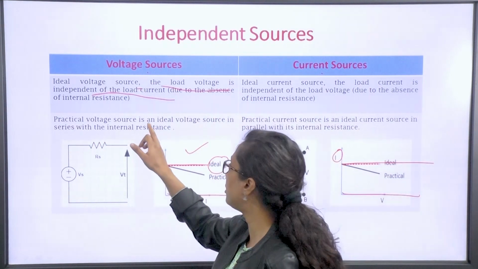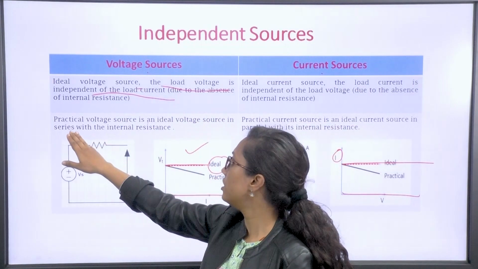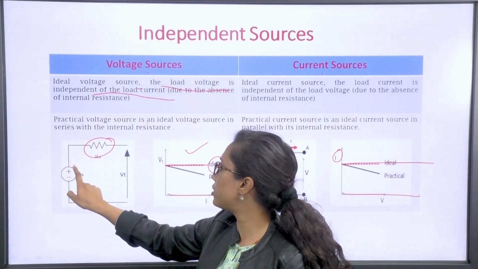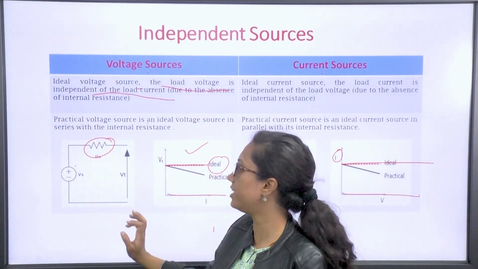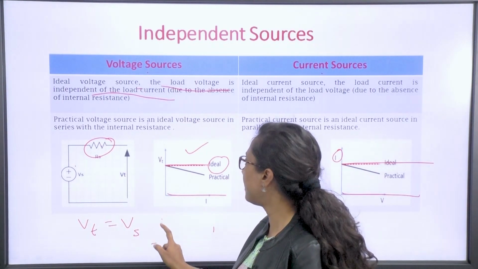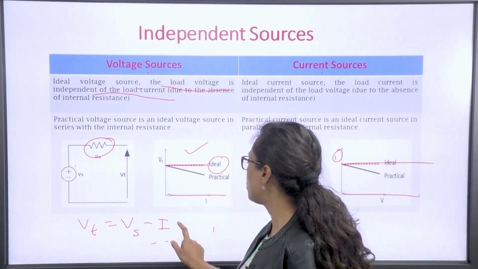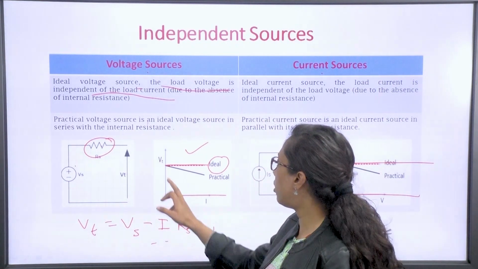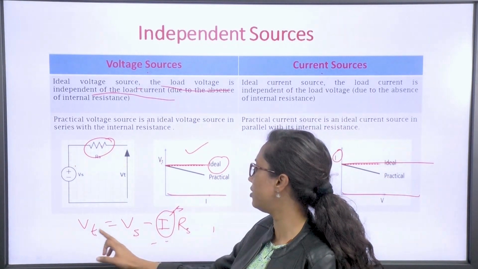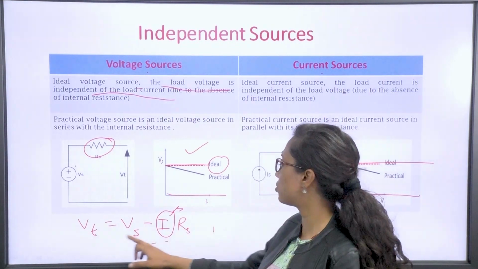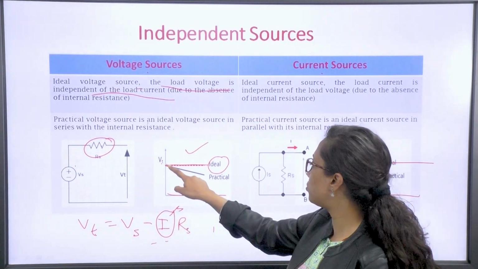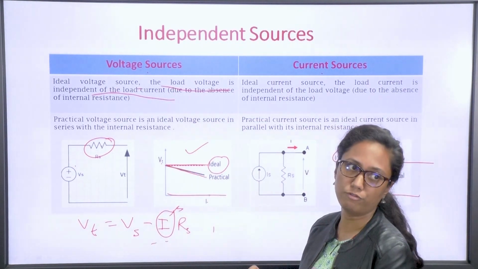Now the practical voltage source is the ideal voltage source with a series resistance, or internal resistance, connected in series with it. We can say that Vt is equal to Vs minus I times Rs. If we plot Vt versus I, as I increases, V decreases. When I is 0, Vt is equal to Vs. As the current increases, it falls like this. This is the practical voltage source.